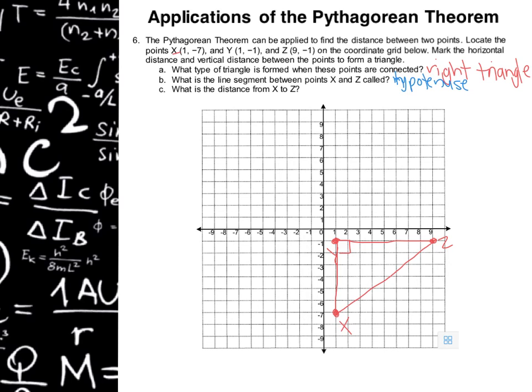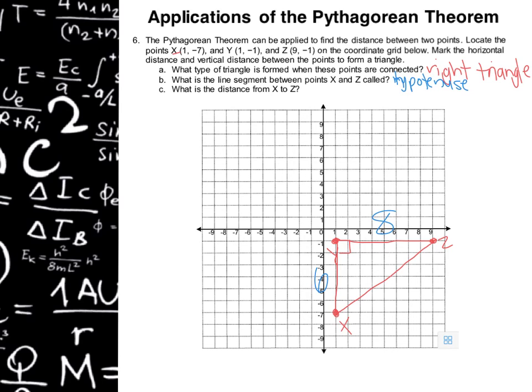Then it says, what is the distance from X to Z? So it's asking to find the length of the hypotenuse. So I need to figure out first what the length of YX is and then YZ. To do that, I can just count however many units it is from one point to the next. My coordinate plane is counting by ones. So it'd be 1, 2, 3, 4, 5, 6. So we have 6 for this length. Then I would count from Y to Z. 1, 2, 3, 4, 5, 6, 7, 8. So I have 6 and 8.